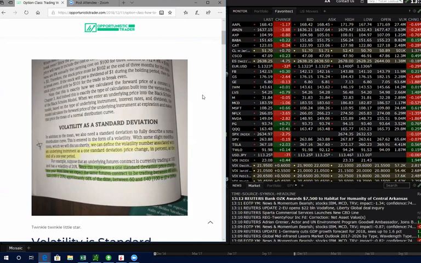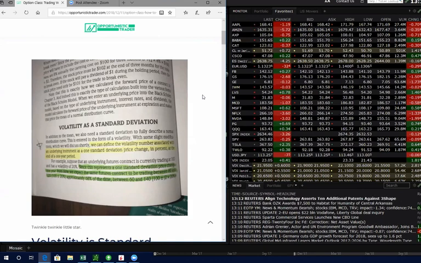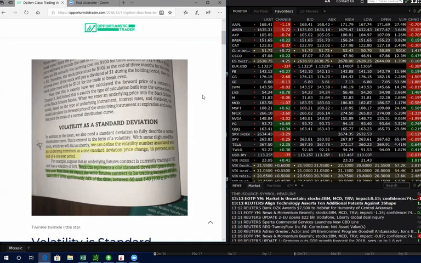In addition to the mean, we also need a standard deviation to fully describe a normal distribution curve. This is entered in the form of volatility, with some slight modifications, which we're going to discuss as we go on here, guys. So we can define a volatility number associated with a stock or any type of asset class as a one standard deviation price change in percent at the end of a 1 year period.